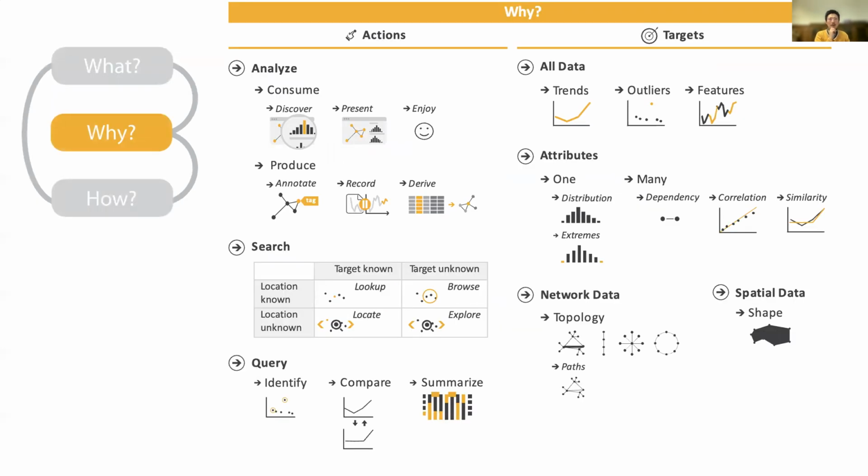Okay, and this is the part we're going to cover today, which is the why. This is considering the different tasks, or the types of task people would need to use the analysis for. We also break down the tasks into different levels. We'll explain more later, but for example, analyze is probably the high level one, search is the middle level, and query is the lowest level.